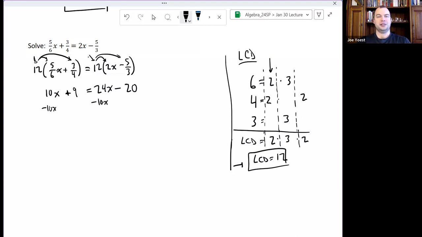I'll choose to subtract 10x off both sides because 24x minus 10x gives me a positive coefficient. I like to try to set myself up with positive coefficients of my variable. Since I'm going to be getting the variable term on the right side, I need to get the constant term off of the right side and onto the left side. I'll do that by adding 20 to both sides.